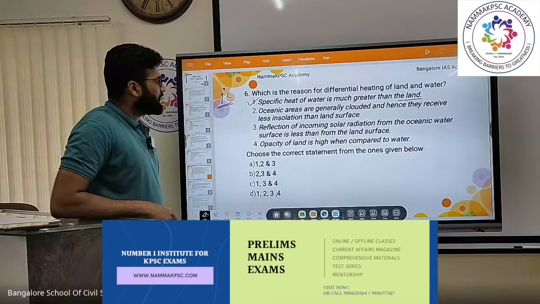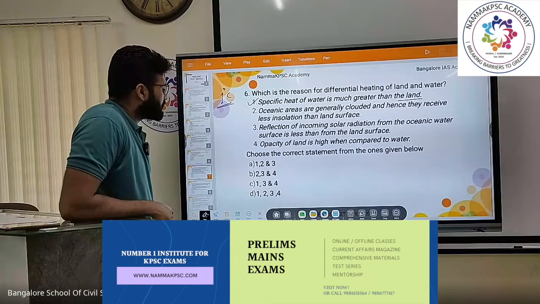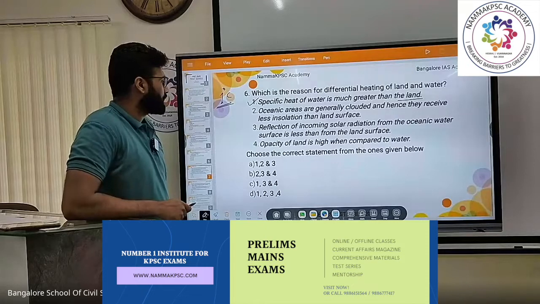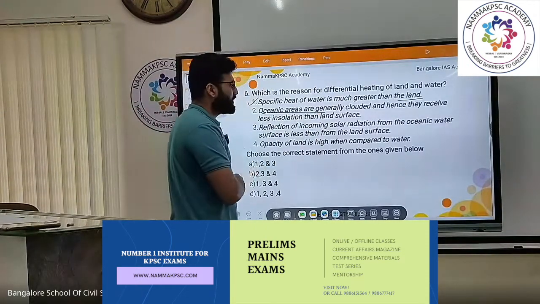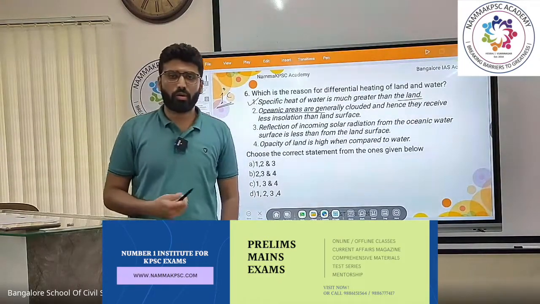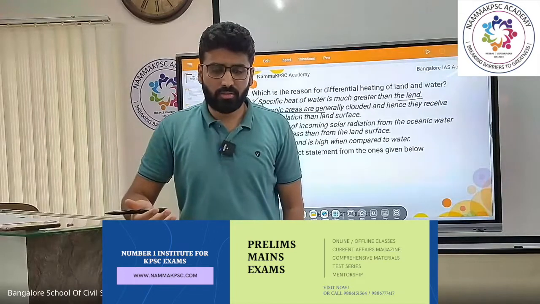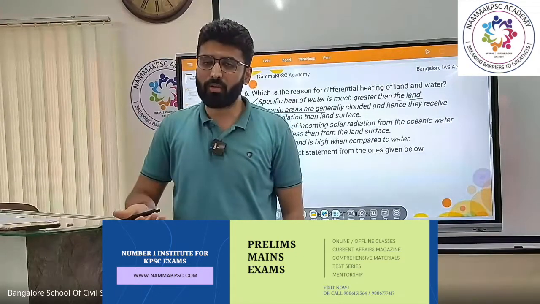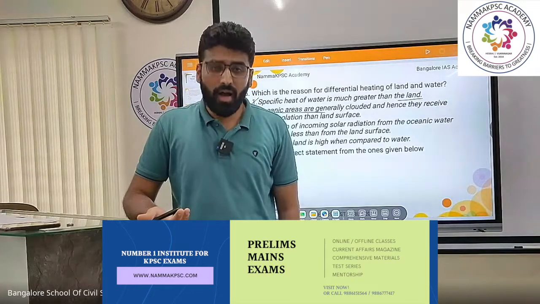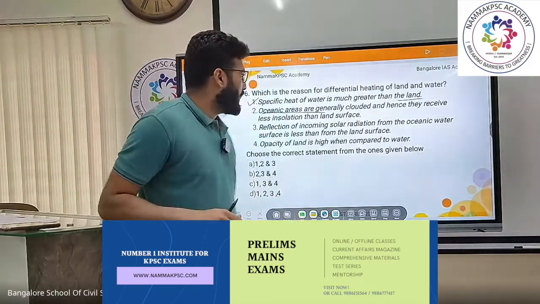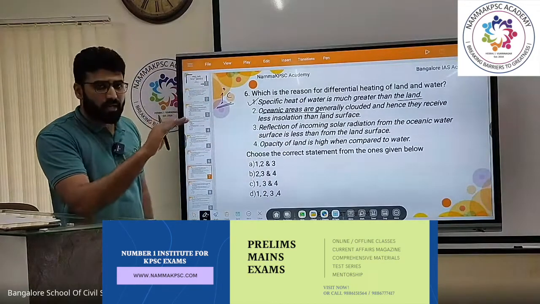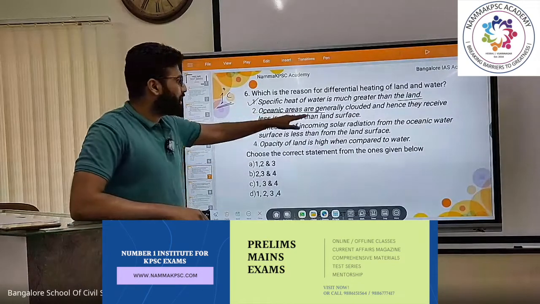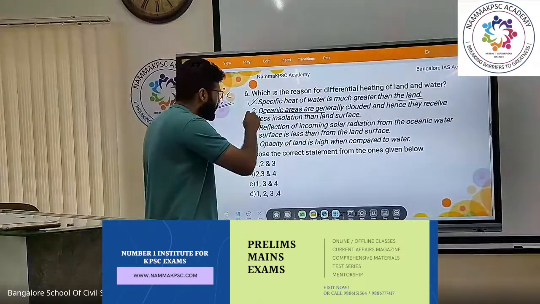Second statement says oceanic areas are generally clouded, and hence they receive less insolation than land surface. Now, oceanic areas, obviously, the rate of evaporation is higher. Wherever you have water, evaporation will be more. If the evaporation is more, you may have more clouds. Small water bodies, it doesn't matter much. But when it comes to big water bodies like seas and oceans, the rate of evaporation is very high, because of which you have cloud formation, and hence this cloud formation may cut down on the amount of solar radiation that is received by the water surface. Okay, so oceanic areas are generally clouded, and hence they receive less insolation than the land surface may also be correct.